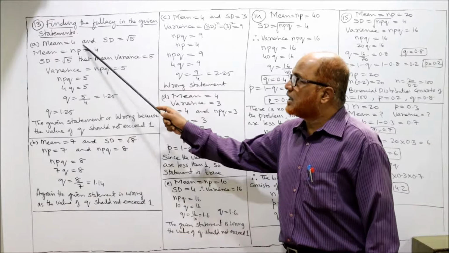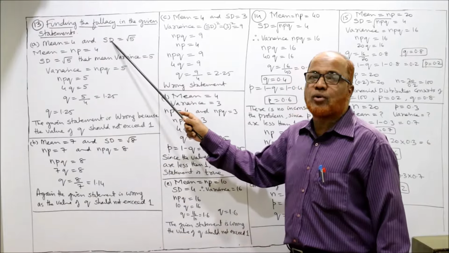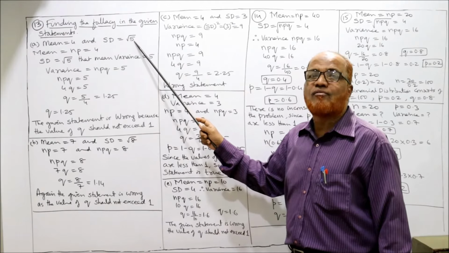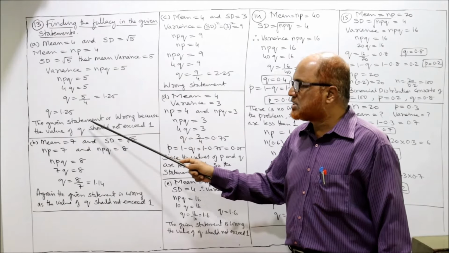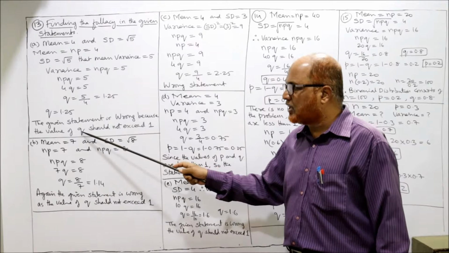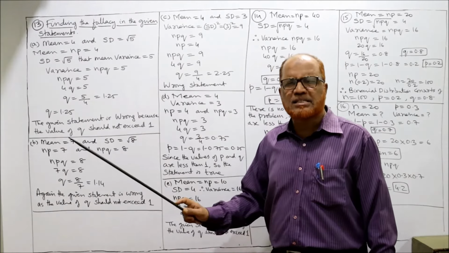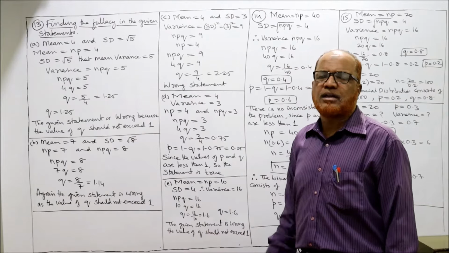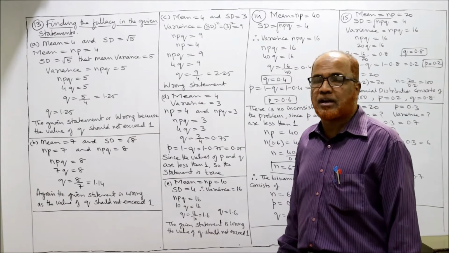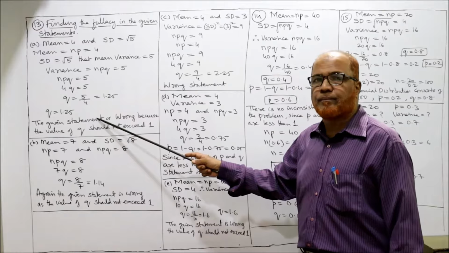तो इसके लिए the given statement, mean is equal to 4, standard deviation root 5, is false, wrong. The given statement is wrong because the value of Q should not exceed 1. 1 से बढ़ना नहीं, maximum 1 आ सकता, या 1 से below आ सकता, लेकिन 1 से बढ़ना नहीं. बढ़ गया तो समझना ये statement wrong.